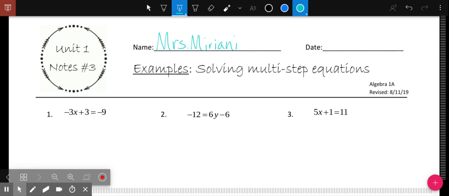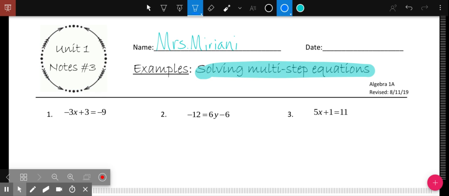All right, so today we're going to be looking at a few examples going over solving multi-step equations. Okay, so that's going to be our goal today. Make sure if you have any questions, you're hitting pause, you're asking me so I can help you out with those. So looking at number 1, we have negative 3x plus 3 equals negative 9.